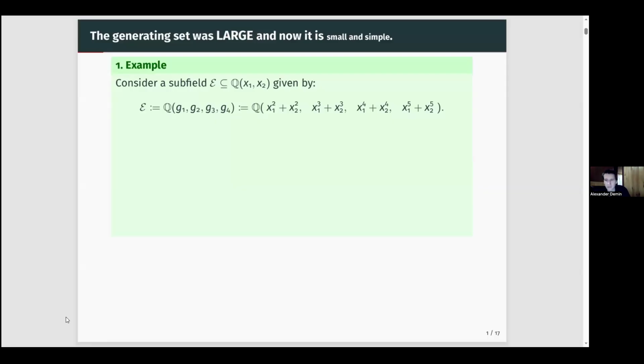I will start with a simple example. Consider a subfield of the field of rational functions in two variables. Let's say the subfield is generated by the following four rational functions. These are power sums of x1 and x2. Now, these are quite complicated, so maybe we will be willing to find some simple elements in this subfield. And if we have pen and paper, or maybe some computer algebra system, we can try to find the following expression. This is an expression of x1, x2 in terms of the original generators.